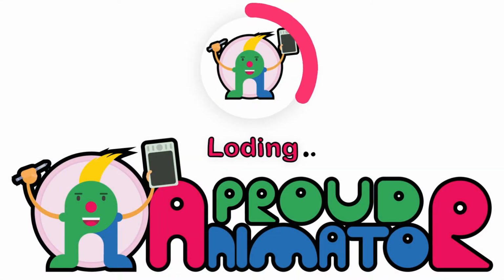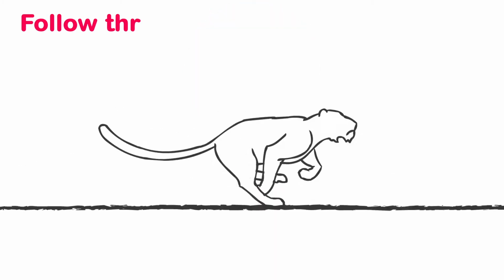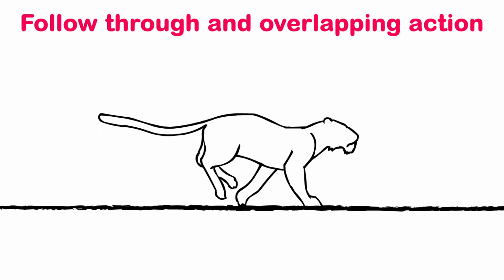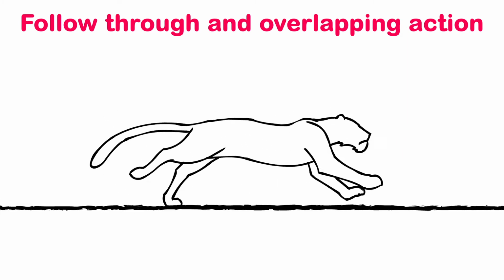So this lesson is based on the 12 principles of animation, where we are going to learn what is follow through and overlapping action. So let's start. Follow through basically means the different parts of the body will be at different speeds.